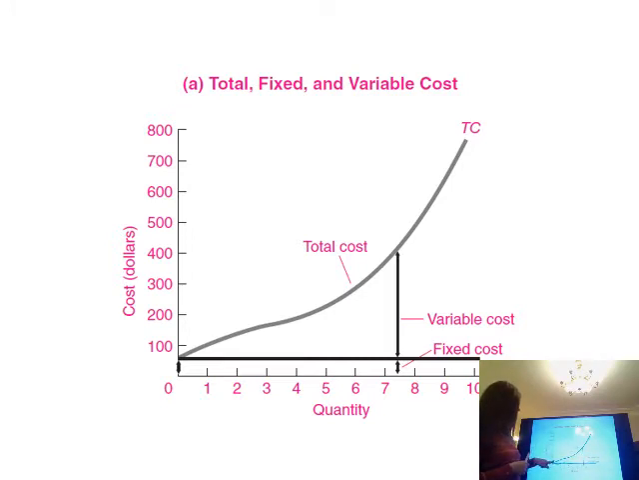Remember that the total cost at the beginning is increasing at a decreasing rate. If you draw tangent lines, you will find they are becoming flatter. And after a certain point, they are increasing at an increasing rate. The tangent lines are becoming steeper. This is due to the fact that the slope of the total cost, which is the marginal cost, is decreasing at the beginning and then after that increasing. Why is this the case? We will explain it shortly.